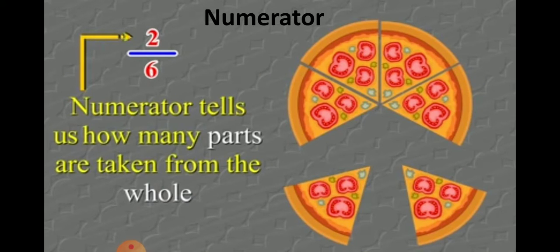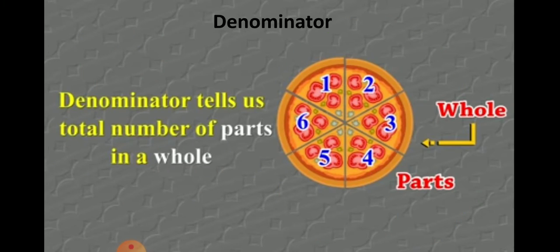Here in the pizza, when I give 2 slices to any student, then I mean 2/6 part. So how to write 2/6 part? The numerator tells us how many parts are taken from the whole. So you can see here out of the total 6 parts we have taken 2 parts. So the numerator is our 2.